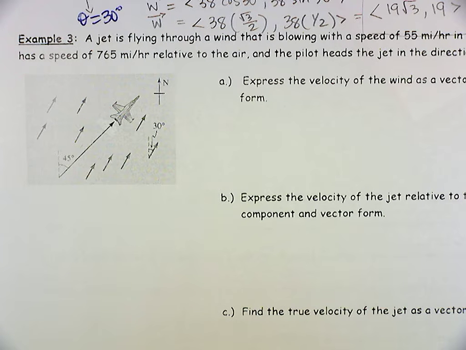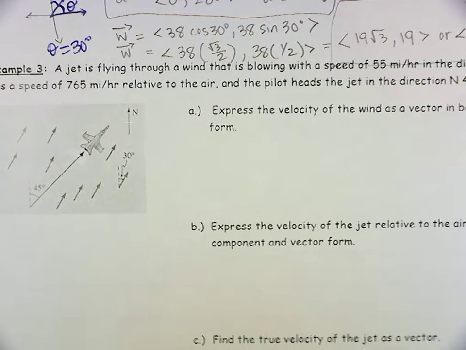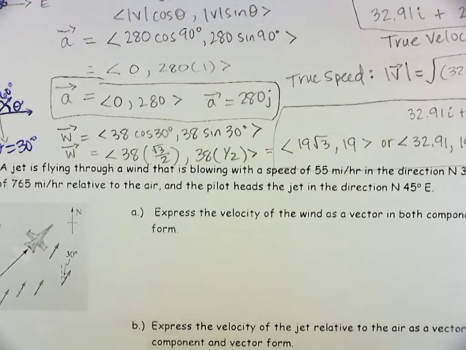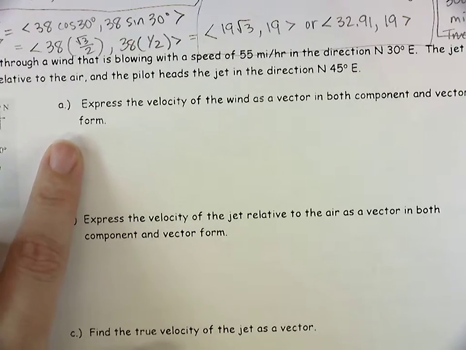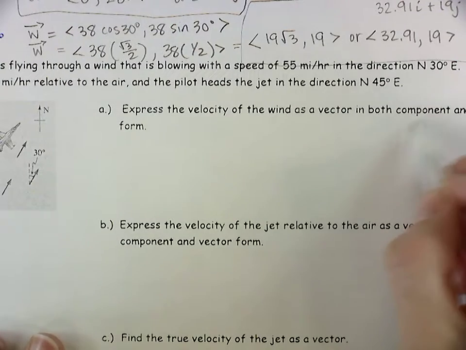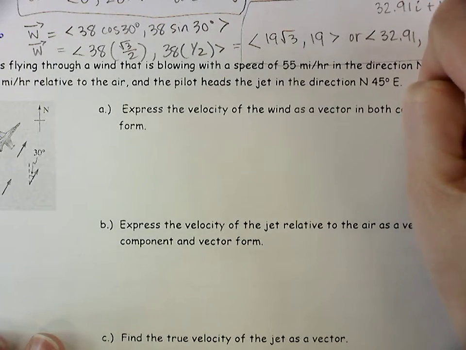Okay, so for example 3, it says that the jet is flying through a wind that's blowing with a speed of 55 miles per hour in the direction north 30 degrees of east. The jet has a speed of 765 relative to the air, and the pilot heads the jet in the direction north 45 degrees east. For A, it says express the velocity of the wind as a vector in both component and vector form. Okay, so when this one says component, that's going to be in terms of I and J.